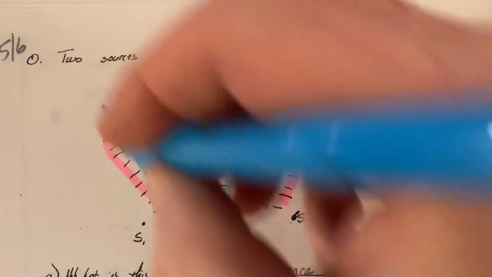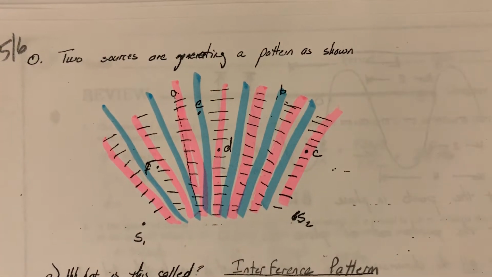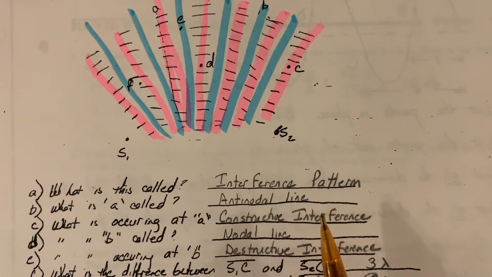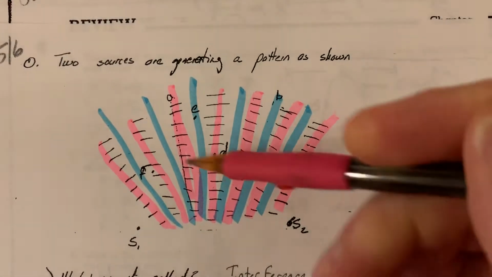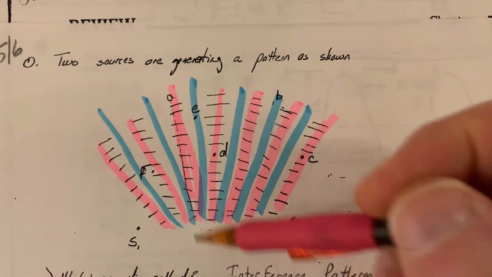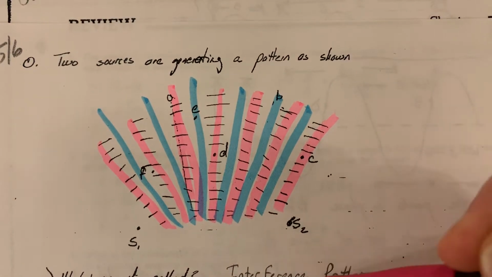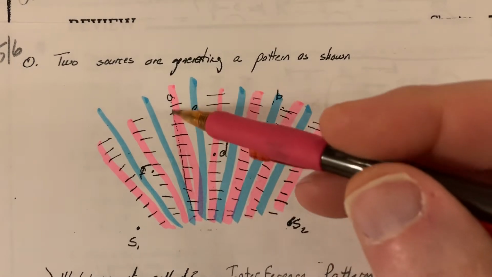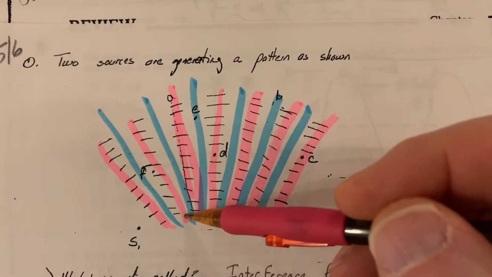And the questions were as follows. So there's our pattern there. What is it called? This whole thing is called an interference pattern. What is A called? A's got a lot of motion going on there. These are all ripples. That's an antinodal line. And what's going on, you constantly have constructive interference occurring throughout that line.